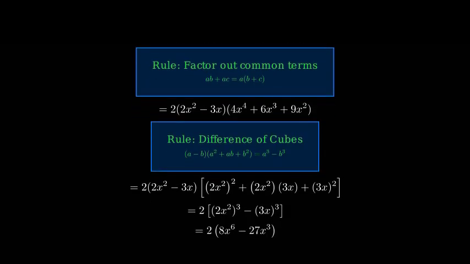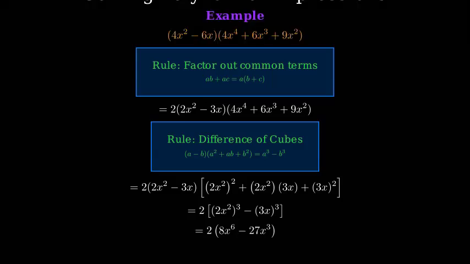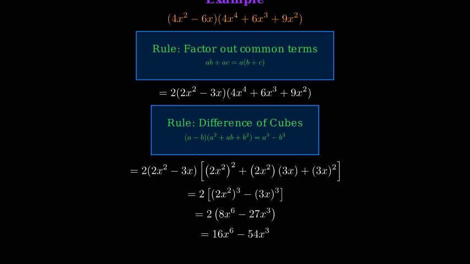Let's calculate the powers in our expression. 2x squared cubed equals 8x to the 6th power, and 3x cubed equals 27x cubed. Finally, we distribute the factor of 2 to get our final answer. 2 times 8x to the 6th power is 16x to the 6th power, and 2 times 27x cubed is 54x cubed. So our final answer is 16x to the 6th power minus 54x cubed.